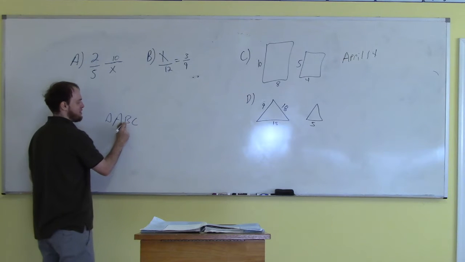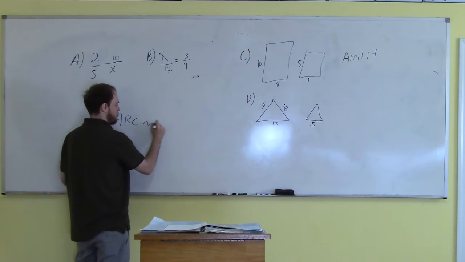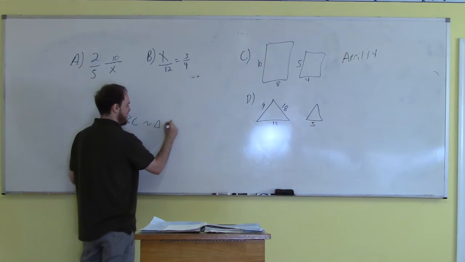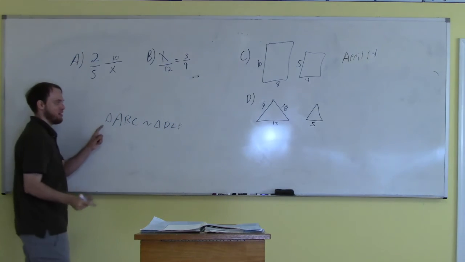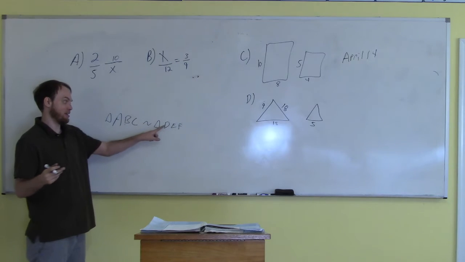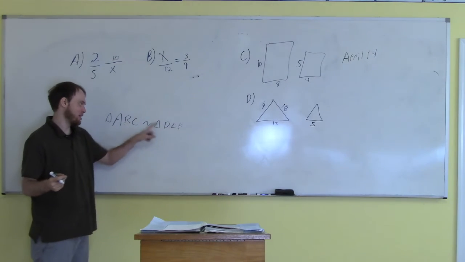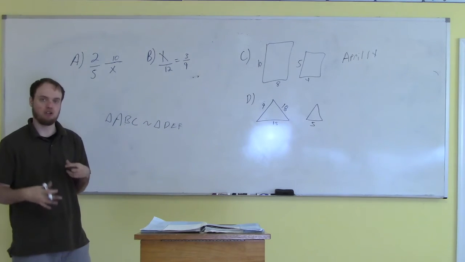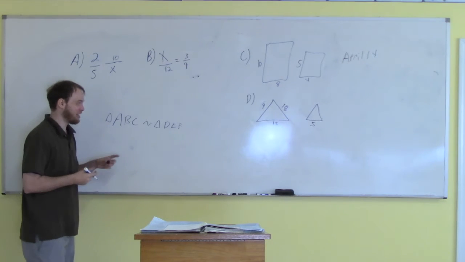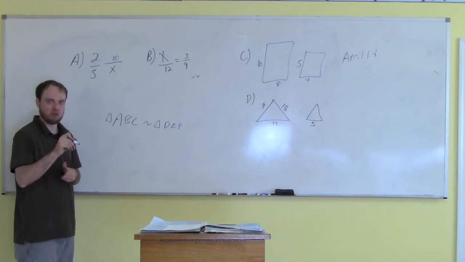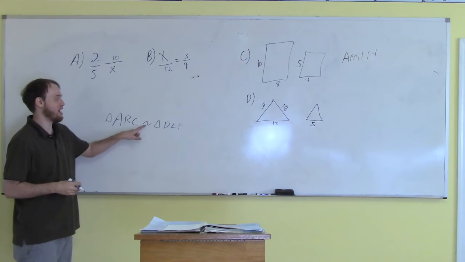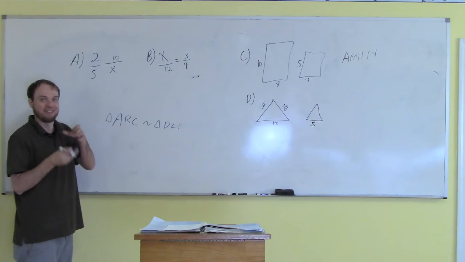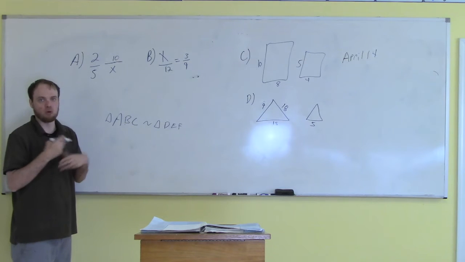So if triangle ABC is similar to triangle DEF, then you name it by their similar parts. So that means angle A is the same as D, B and E, and C and F. So it works the same way as our congruency. The only difference is, instead of doing the equal sign with the tilde, it's just the tilde. Because what that tells you is that these triangles aren't congruent. They're not exactly the same, but they're in proportion to each other.